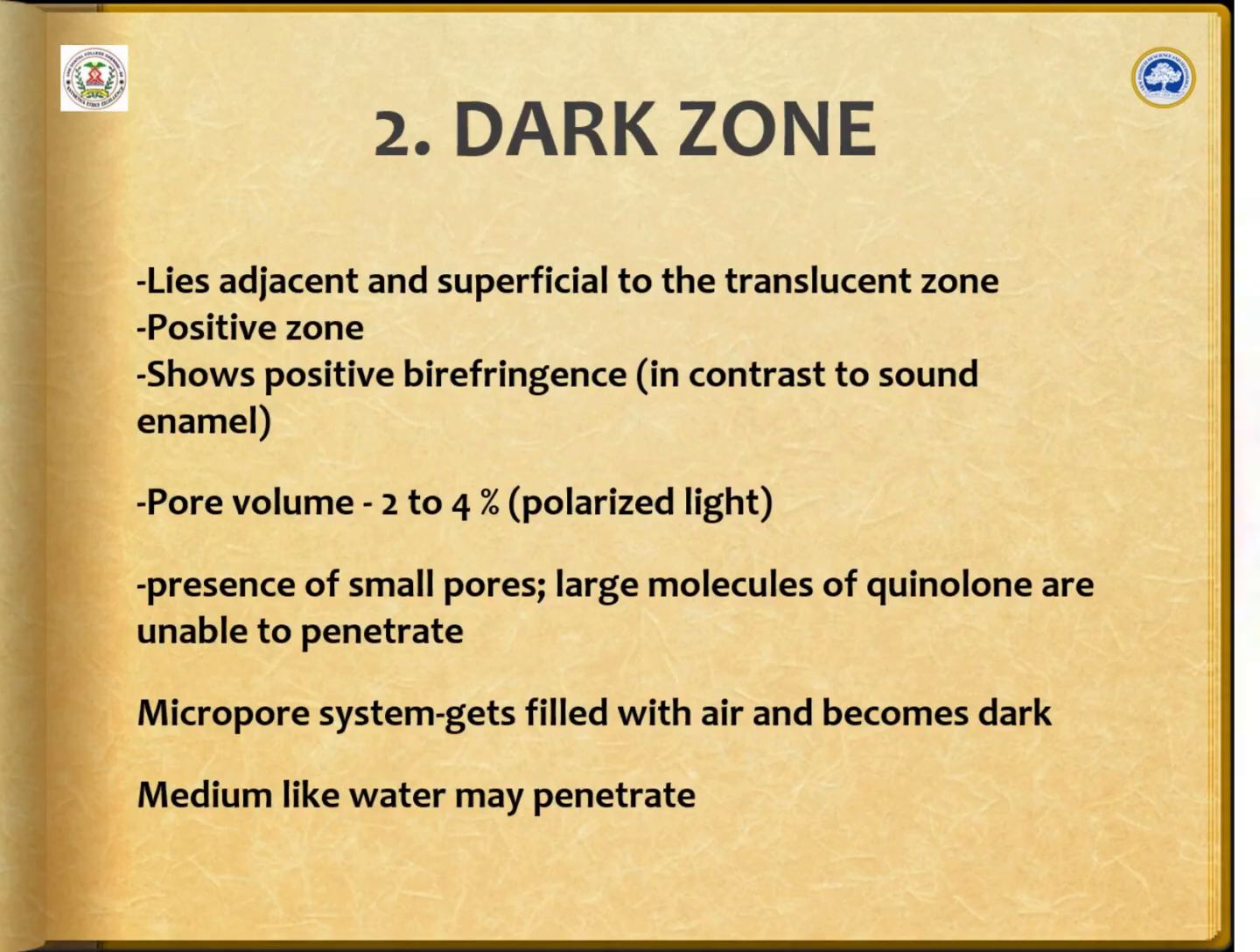The next zone is the dark zone, which lies adjacent and superficial to the translucent zone, and it's also called the positive zone. It shows positive birefringence in contrast to the sound enamel. Pore volume is 2 to 4% under polarized light. Due to the presence of small pores, large molecules of quinoline are unable to penetrate. The micropore system gets filled with air and becomes dark and hence is called the dark zone. Media like water may penetrate.